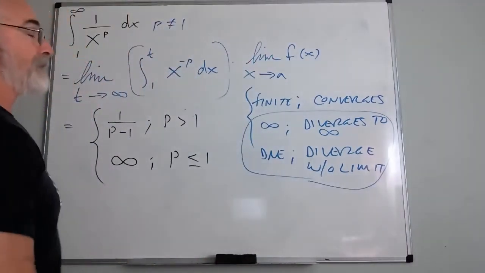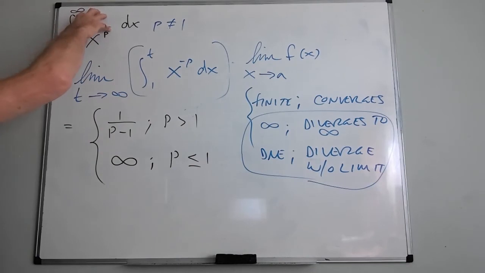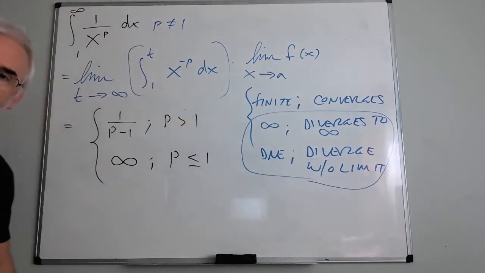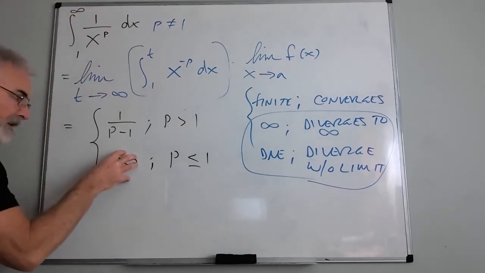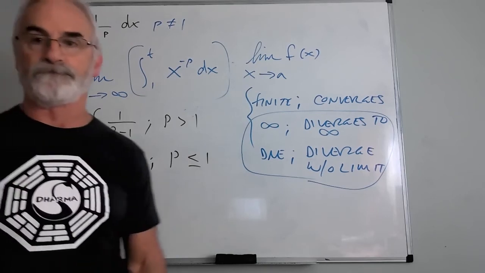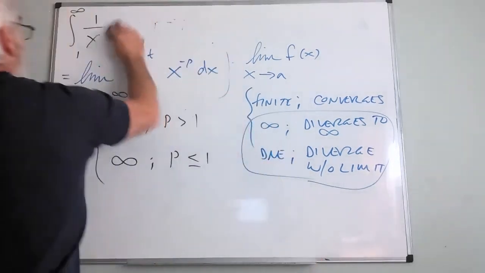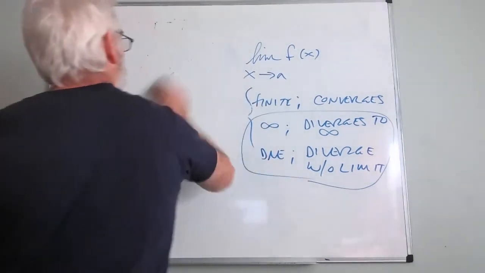Okay, so we say that this integral converges to this value when p is greater than 1. That's the correct way of saying it. This integral diverges to infinity when p is less than or equal to 1. Okay, that's how it works. So let's do another example of something of this nature that might be just a little bit trickier.